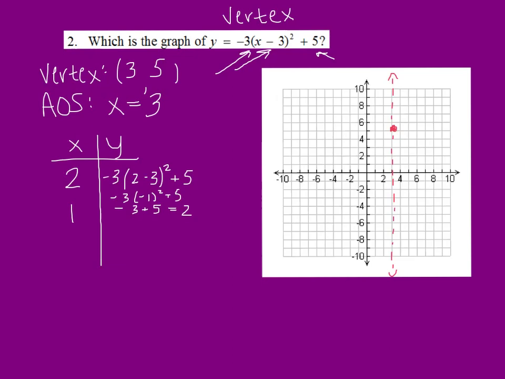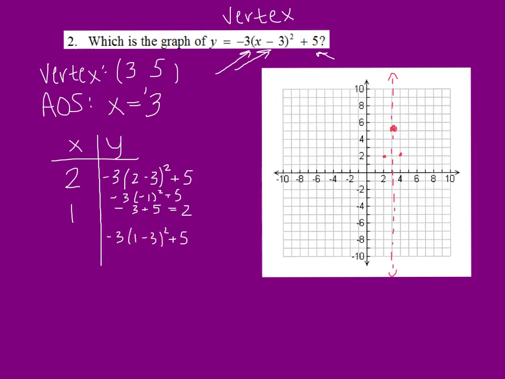So let's go ahead and plot that. 2, 2. And this axis of symmetry is something we can reflect over because we know our function will be symmetric on both sides. So I've reflected that point. And now I'm also going to evaluate for 1. So let's plug in 1 just like we plugged in 2. And again, you can do this in a calculator as well.